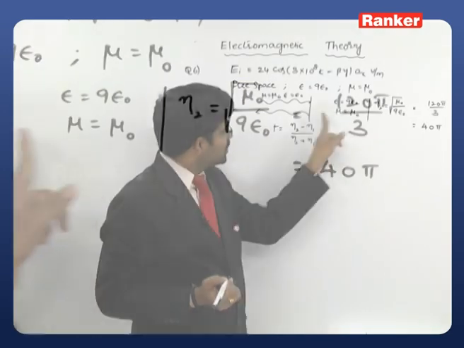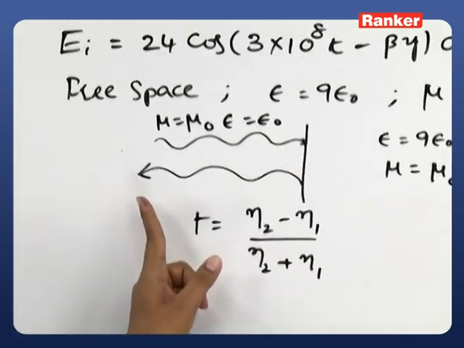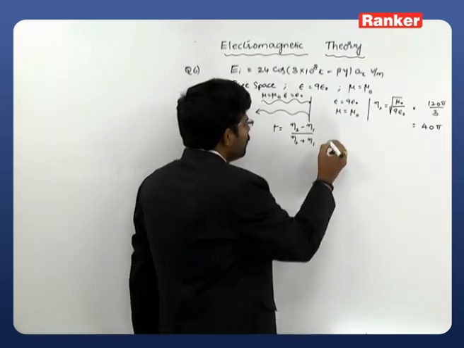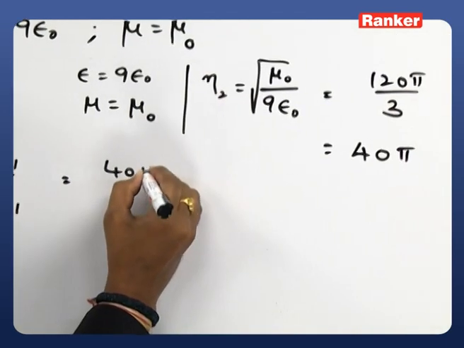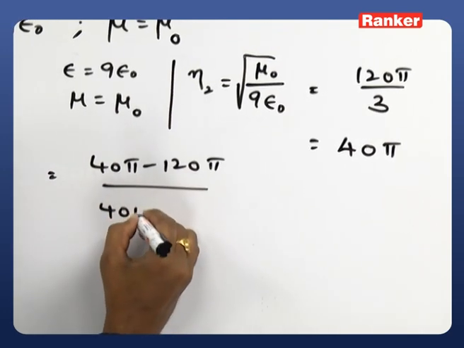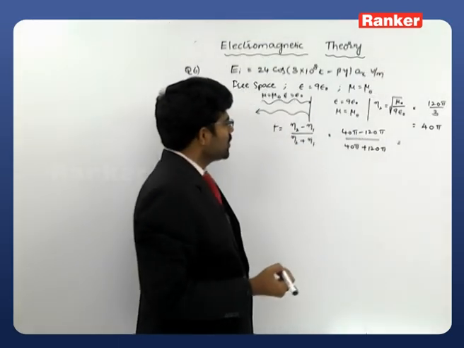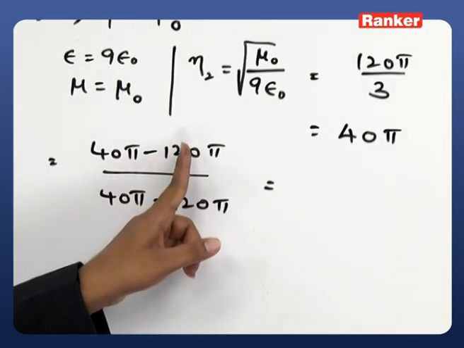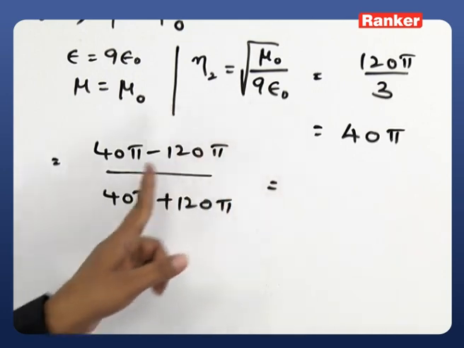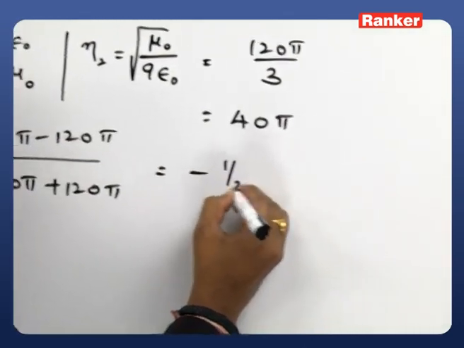Then what will be the characteristic impedance of our first medium? Since it is free space, it is 120 pi, right? Now substitute here: gamma equals 40 pi minus 120 pi divided by 40 pi plus 120 pi. Which equals minus 80 pi divided by 160 pi, which equals minus 1 by 2.